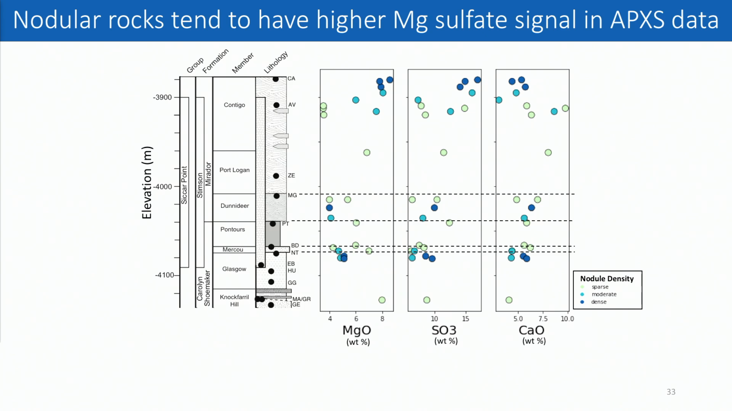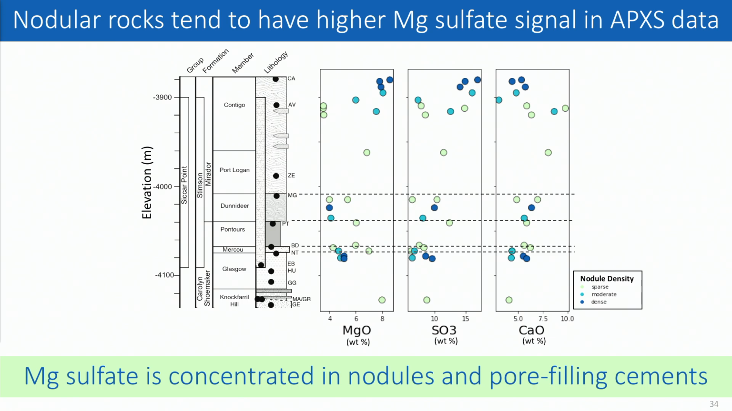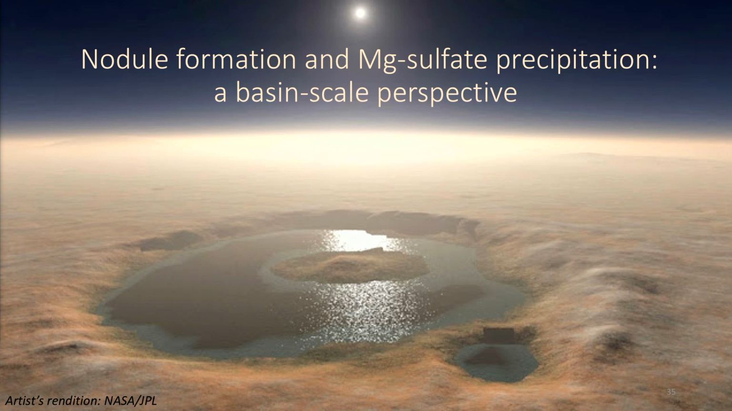So that kind of brings us to this link that the magnesium sulfate, as shown in the bulk rock data, also is concentrated in those nodules and pore-filling cements that are kind of holding those nodules together. So the story here that I was thinking about is the magnesium sulfate in these nodules and then where that links up with the stratigraphy as a whole. So I'm going to zoom us out and think a little bit more about a basin scale perspective.